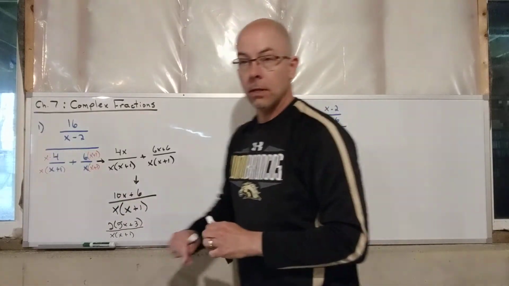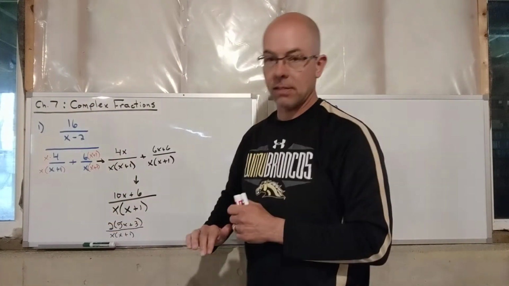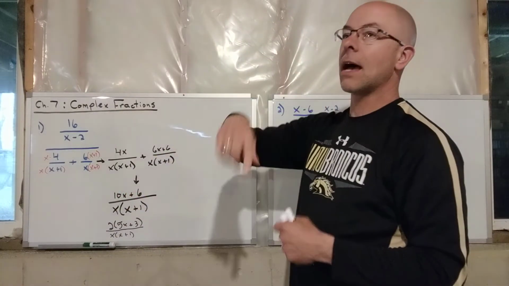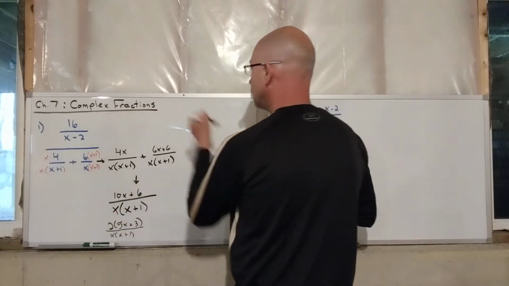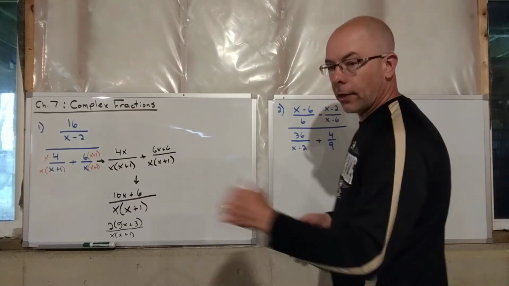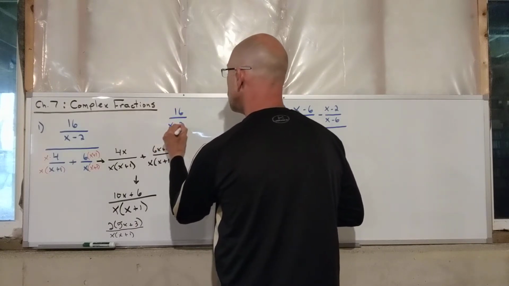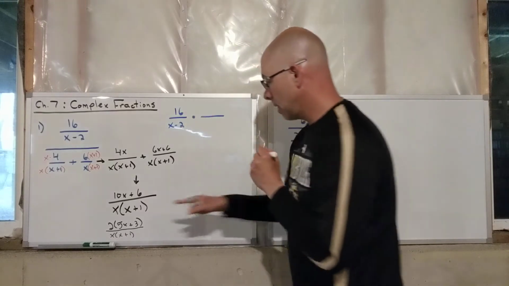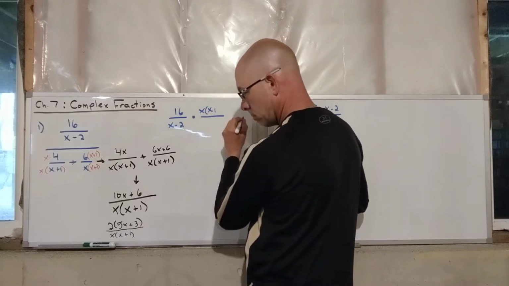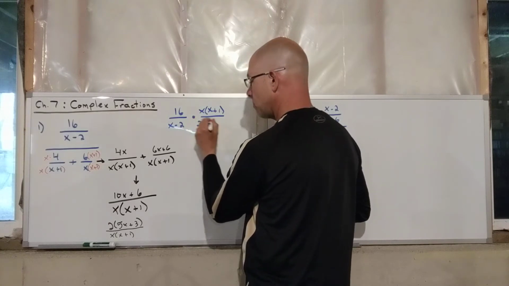This part. So we have to do this, divided by this, which technically means this times this. Excuse me, times the reciprocal. So take 16 over x minus 2 times that reciprocal. X times x plus 1 all over 2 times 5x plus 3.